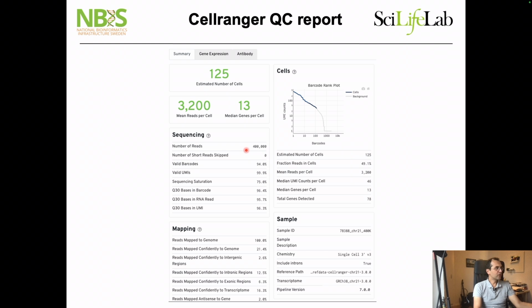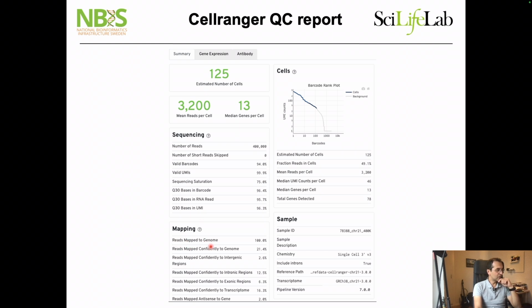This is one report that you get from Cell Ranger. It is a QC report, and it gives you important information, like the estimated number of cells, the mean reads per cell, and median genes per cell. There is some extra information that you can read in terms of the quality of the reads and bases, and in addition to that, you have the mapping.